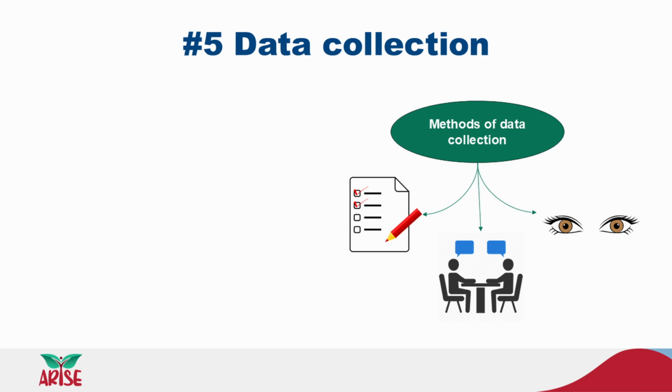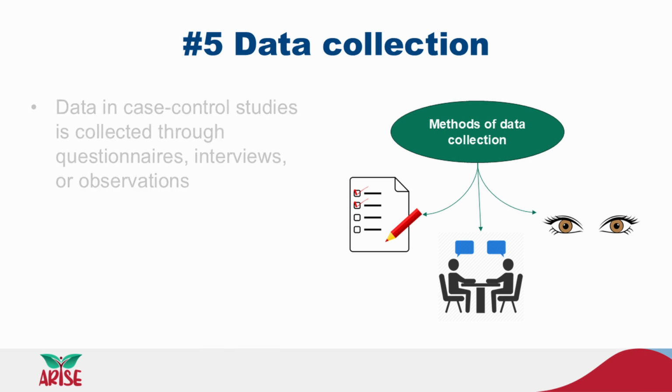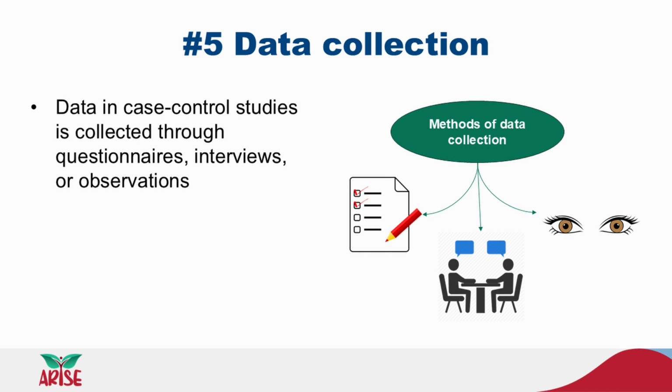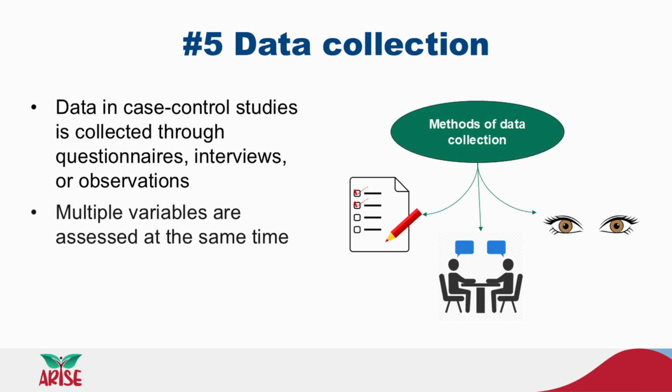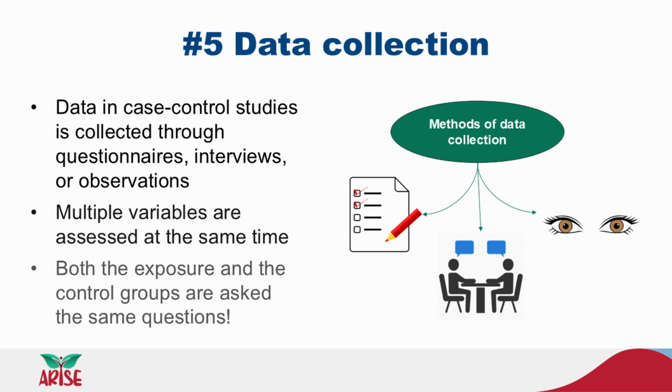Key feature number 5 in case control studies is data collection. Data can be collected through questionnaires, interviews, or observations. These can be demographic, social, behavioral, or health-related variables, depending on the study's focus. Similar to other types of observational studies, in case control studies, researchers can assess multiple variables at the same time. We would just have to be mindful of participant fatigue so we don't make our questionnaires too long. Remember that both the exposure group and the control groups are asked the same questions.